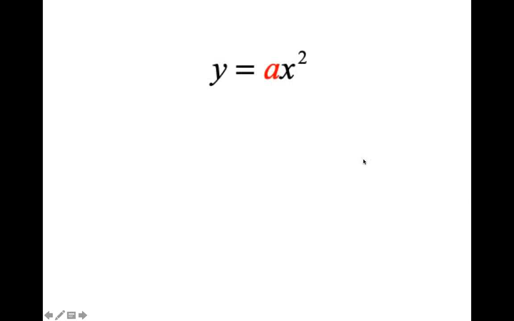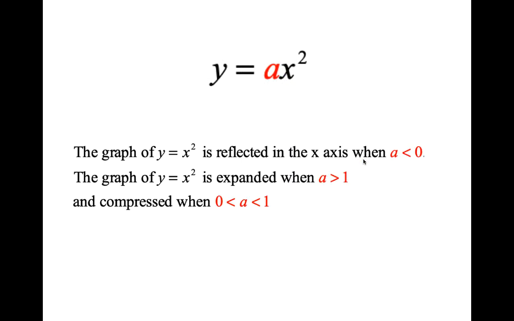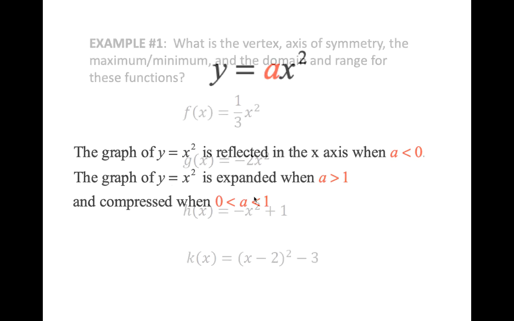So we describe this in this way. If you put a number in front of the x squared, if that number is less than 0, the graph is reflected in the x-axis. If the number is greater than 1, like the 3 that we did, then the graph is expanded. I like to say it gets skinnier or steeper. And if I put a fraction in here, something between 0 and 1, then it is compressed, or the graph gets flatter.